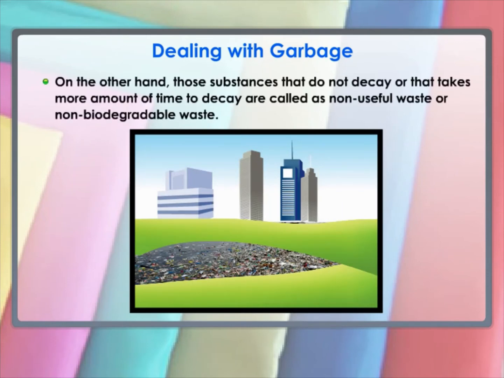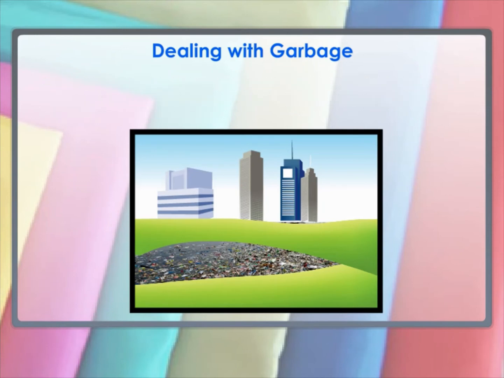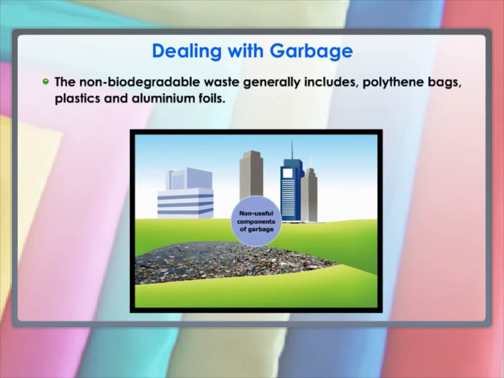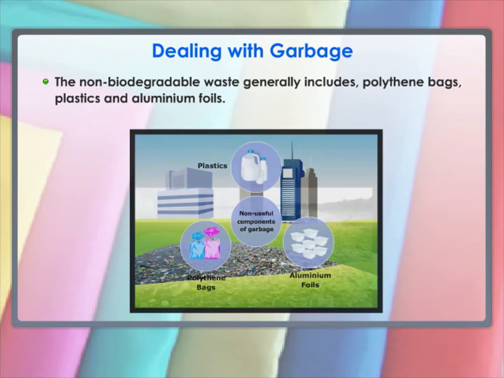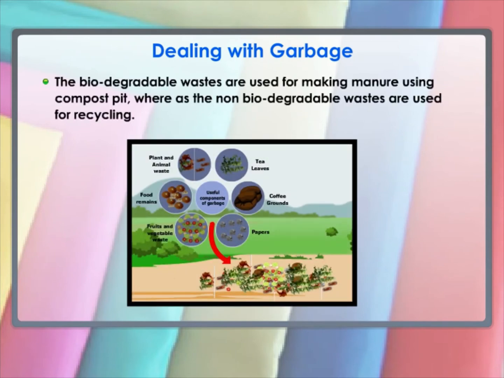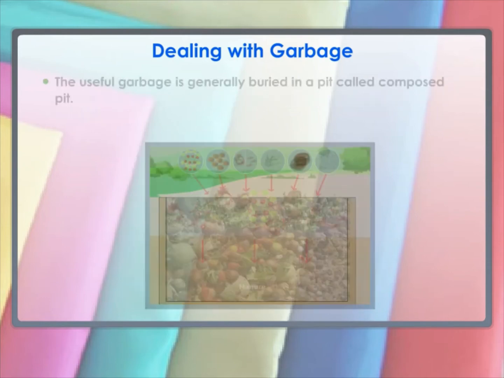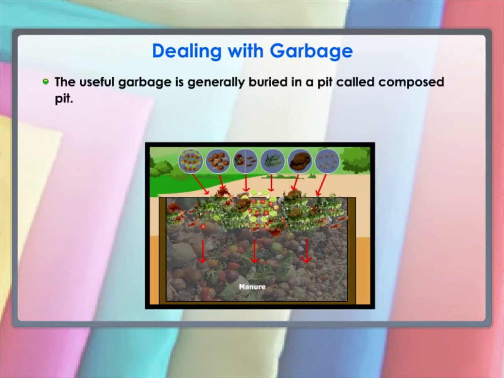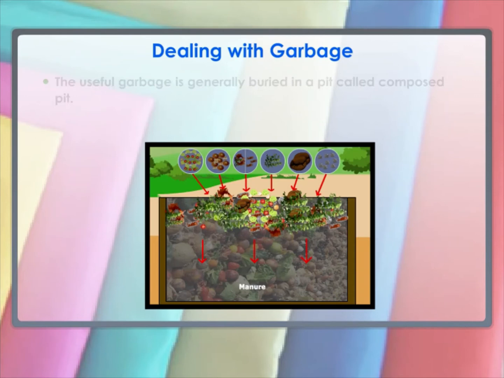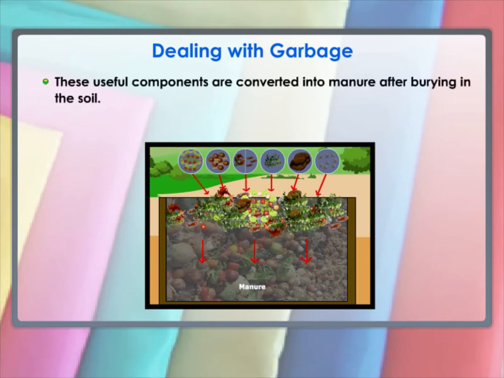On the other hand, those substances that do not decay or that take more time to decay are called non-useful waste or non-biodegradable waste. The non-biodegradable waste generally includes polythene bags, plastics, and aluminum foils. The biodegradable wastes are used for making manure using a compost pit, whereas the non-biodegradable wastes are used for recycling. The useful garbage is generally buried in a pit called a compost pit. These useful components are converted into manure after burying in the soil.